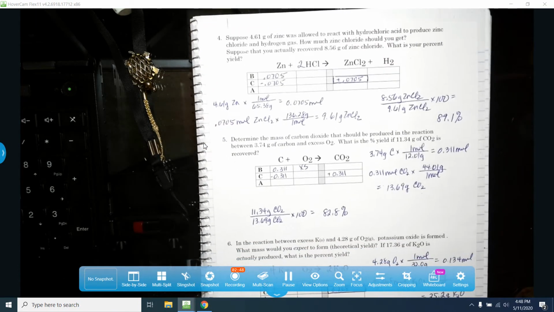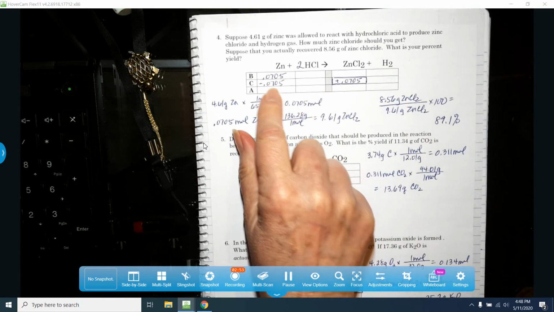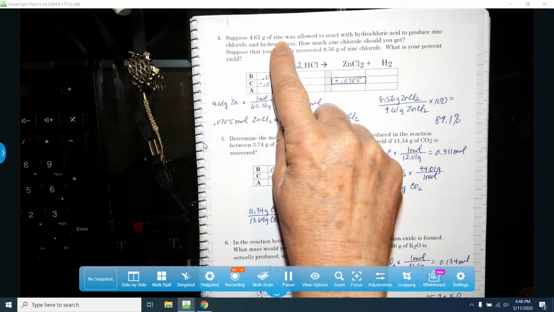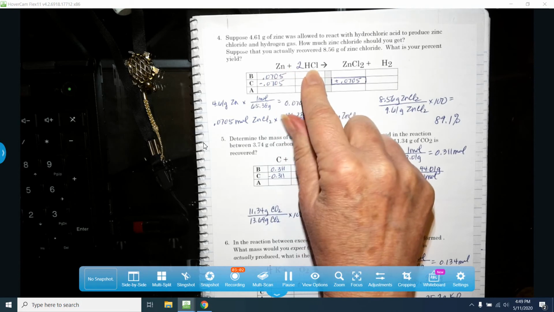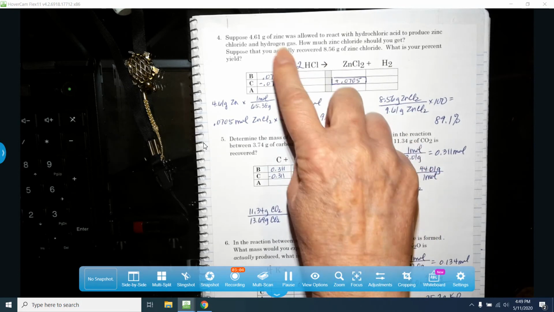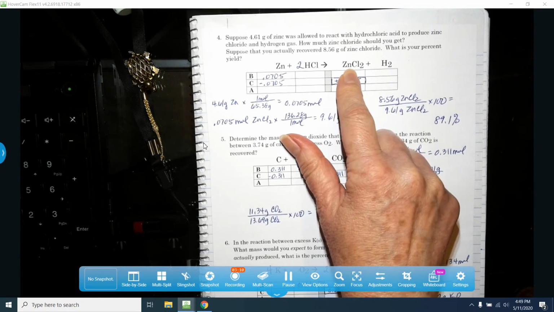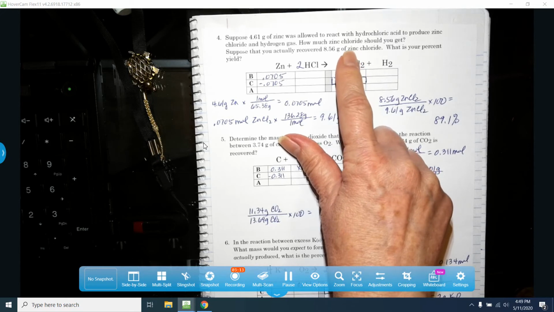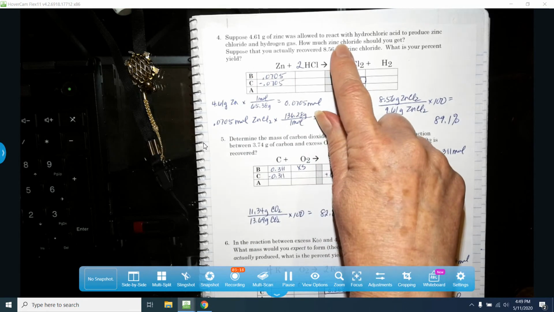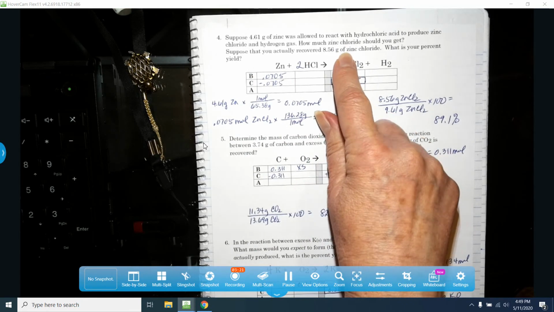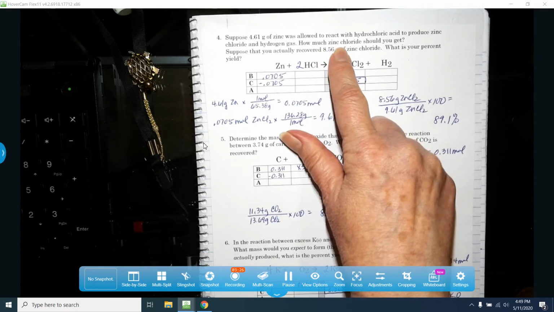Number 4. Now we're getting, look at there, percent yield. What is a percent yield? Okay. So we have 4.61 grams of zinc reacting with hydrochloric acid. So there's my zinc. My hydrochloric acid produces zinc chloride and hydrogen gas. How much zinc chloride should you get? Okay, so we're going to solve for that first, because the next part says, suppose you actually recovered this. So they're asking you to solve for that, and then they're giving you that. So what does that mean? Well, this is your actual yield. So we're going to solve for our theoretical yield first.